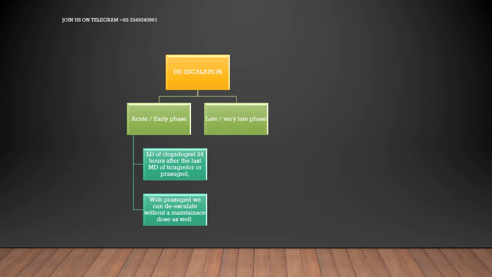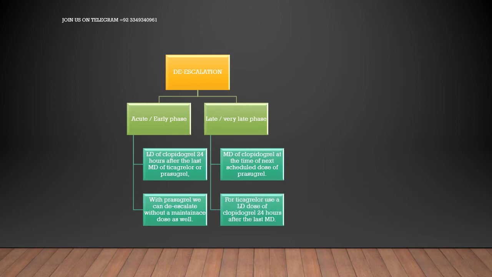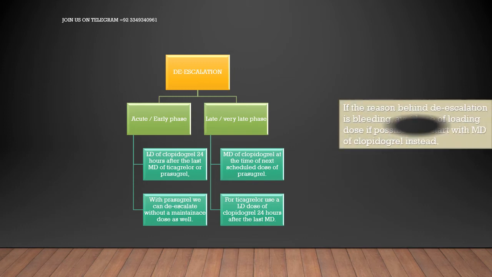Beyond the acute and early phases, during the late and very late phase, give a maintenance dose of clopidogrel at the time of the next scheduled dose of prasugrel, and for ticagrelor use a loading dose of clopidogrel 24 hours after the last maintenance dose. If the reason behind de-escalation is bleeding, avoid use of a loading dose if possible and start with a maintenance dose of clopidogrel instead.